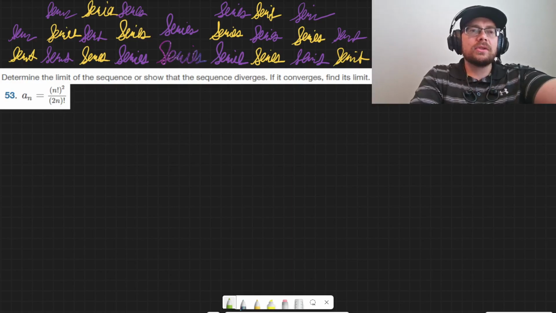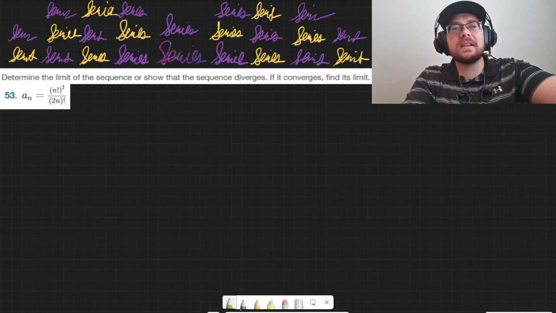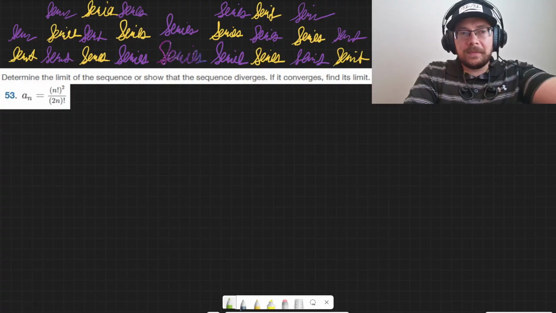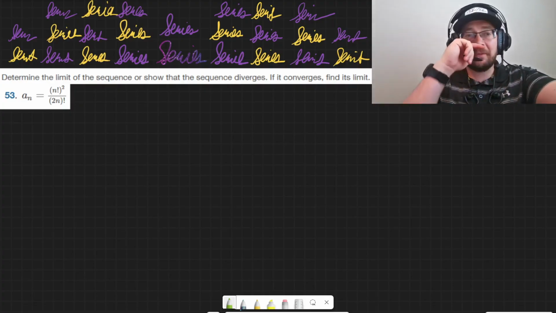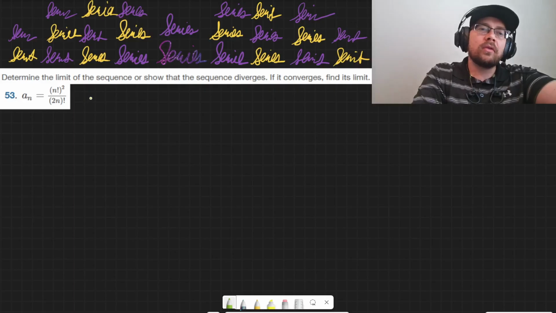So 2n versus 2n factorial versus n factorial squared. This one, I haven't actually solved yet, and I don't know off the top of my head which one is more intense. I want to say that the bottom is going to infinity faster than the top, but I don't remember for sure off the top of my head.